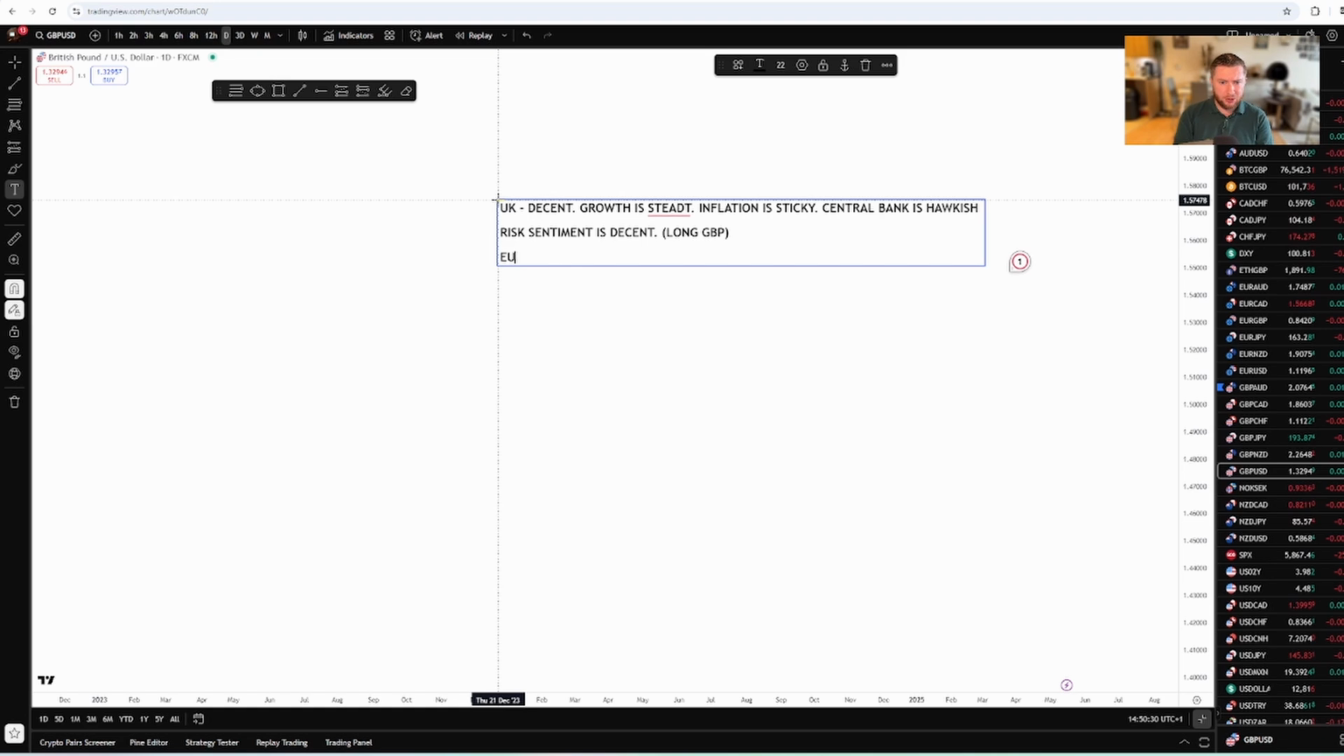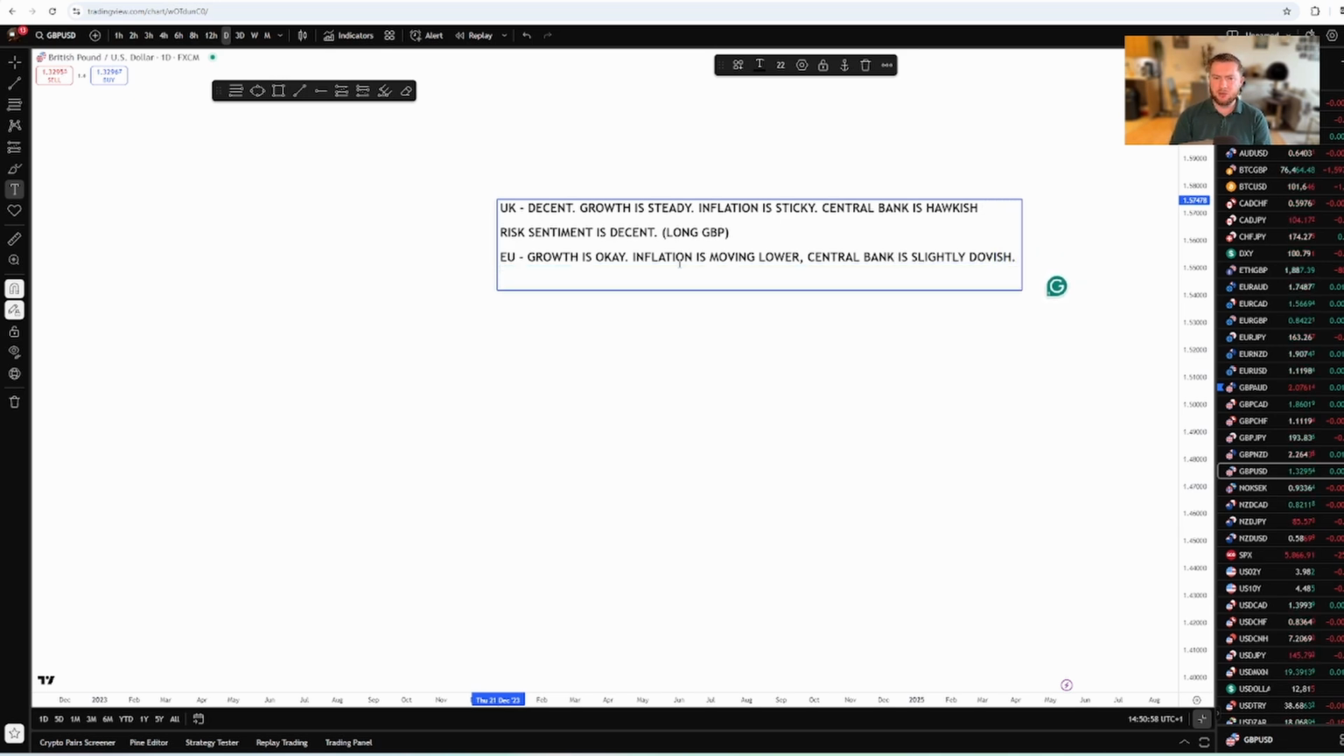let's look at, I don't know, Euro or EU. Let's say growth is okay. So it doesn't have to be all of the data, right? All of the data doesn't have to be so terrible to be short a currency. You can have growth is okay in the euro, but inflation is moving lower. Central bank is slightly dovish. That's an environment where you would be absolutely short Euro GBP. You see what I mean?